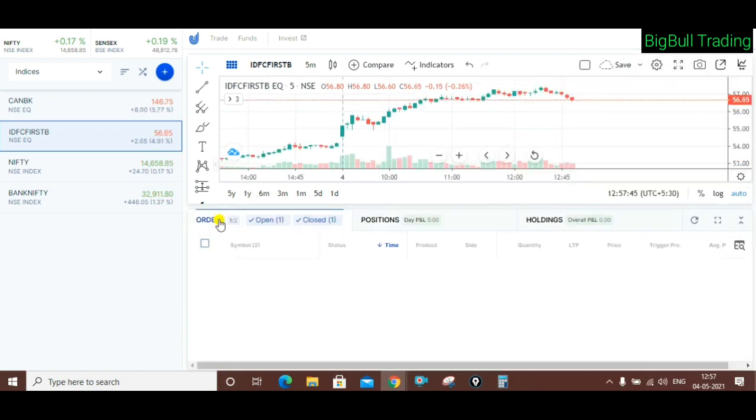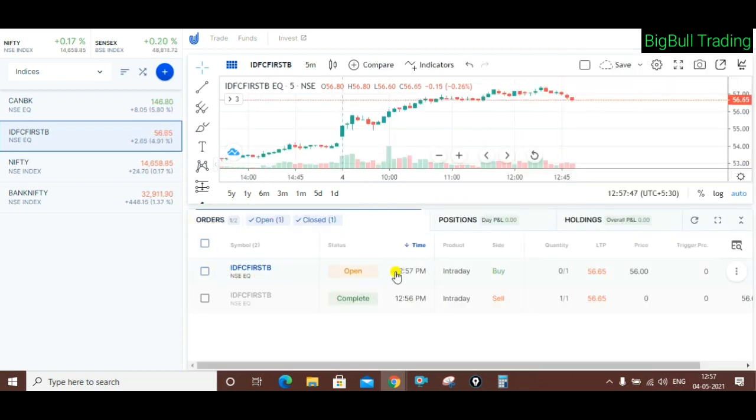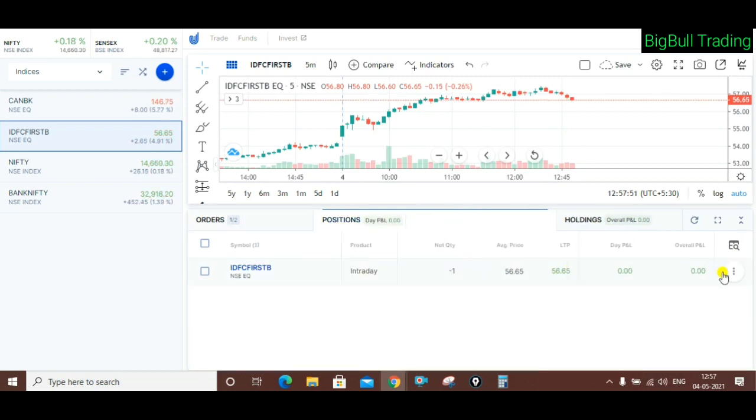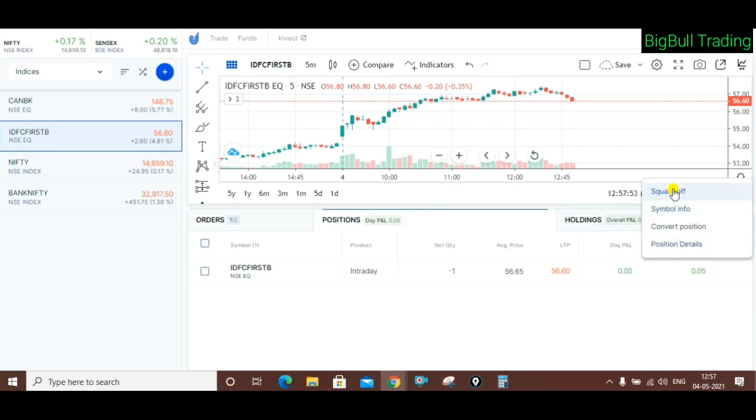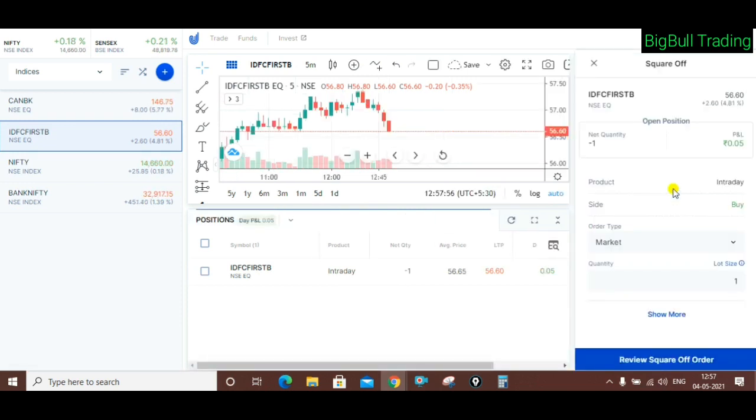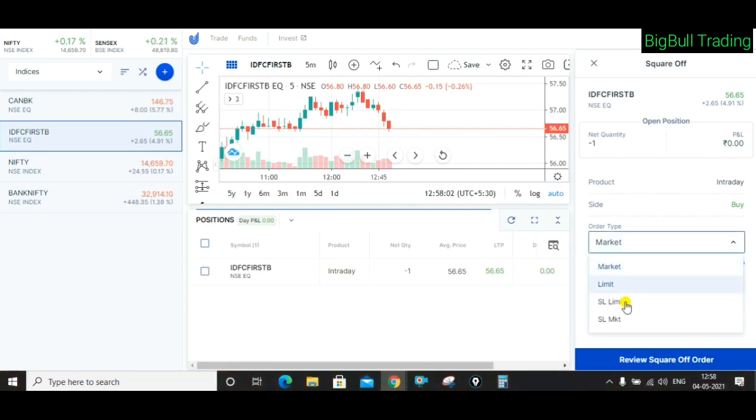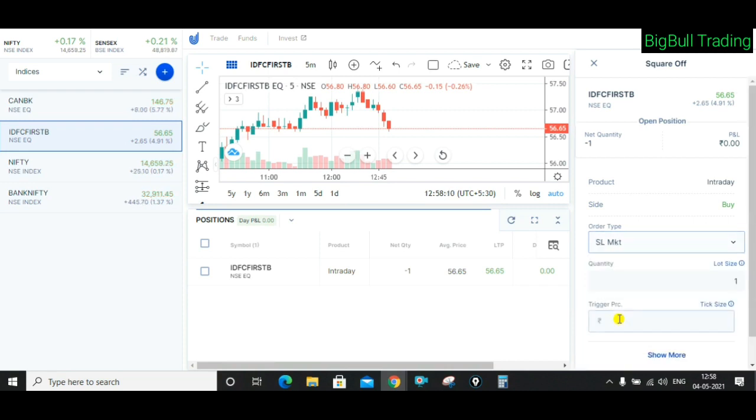So if you go and check in the orders, you see one order is open, correct? Now again you go to the position, go to again this one and go to again the square off. Now you want to put the stop loss. So how to put the stop loss? If you want to put the stop loss, go to the stop loss market. You can put stop loss limit and stop loss market both, but I prefer stop loss market always.